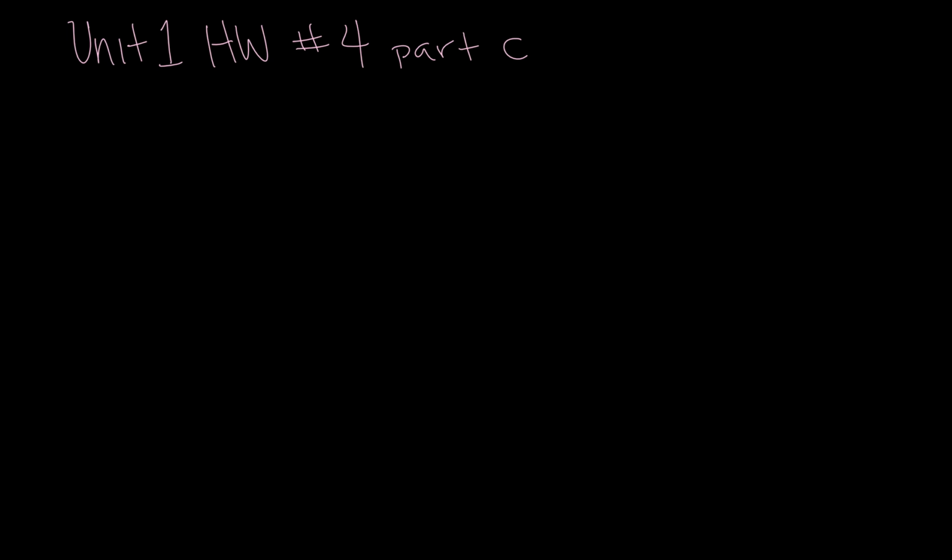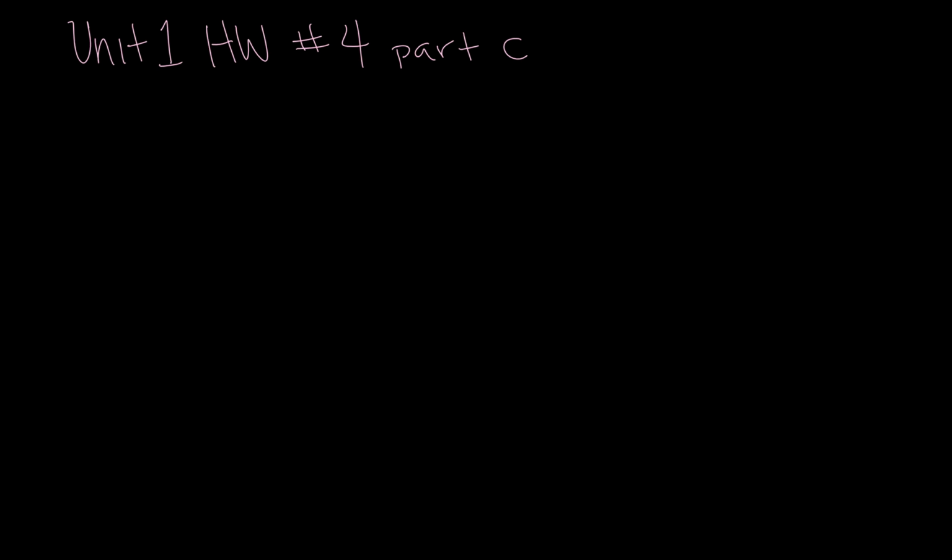Okay, so let's take a look at the Unit 1 homework problem number 4. And specifically, we're going to look at part 3, or part C. So in parts A and B, you basically convert that each train travels 221 miles, and you convert that to their speed in meters per second.